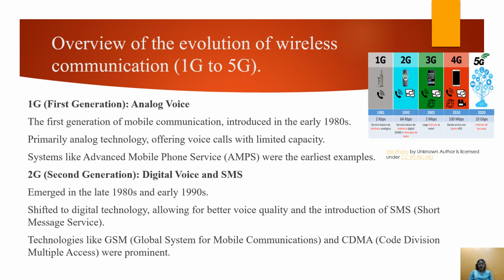From one generation to five generations. So now let us know about the first generation. The first generation is called analog voice. The first generation of mobile communication was introduced in the early 1980s. Primarily analog technology offering voice calls with limited capacity. Systems like Advanced Mobile Phone Service, AMPS, were the earliest examples.